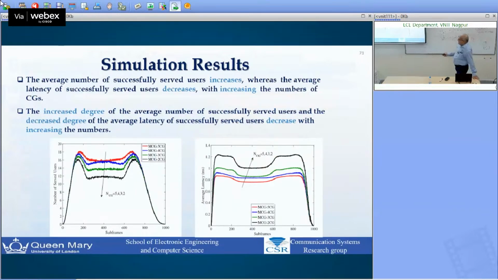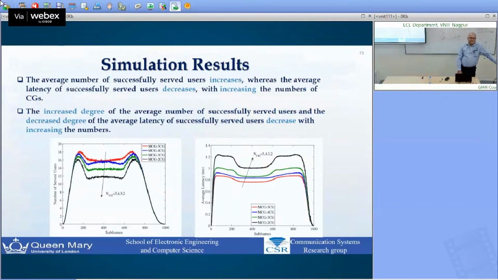So now here you can see the effect of multiple configuration grant. Here multiple configuration grant 2, 3, 4, 5, the red one. If you have more multiple configuration grant, the performance is higher and latency lower. So you can see the red line. Multiple configuration grant successfully serves as many users as possible during the bursty traffic while achieving latency less than 1 millisecond.